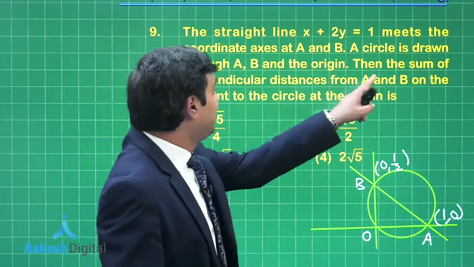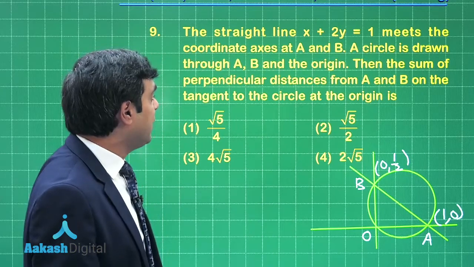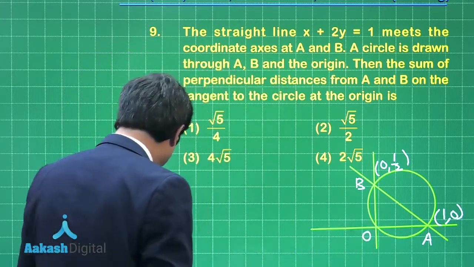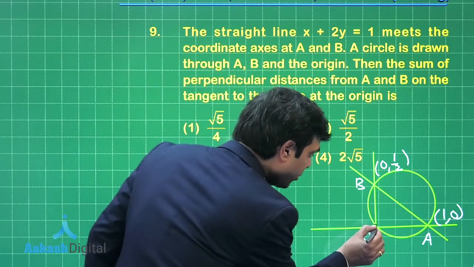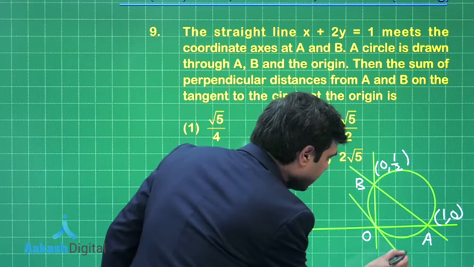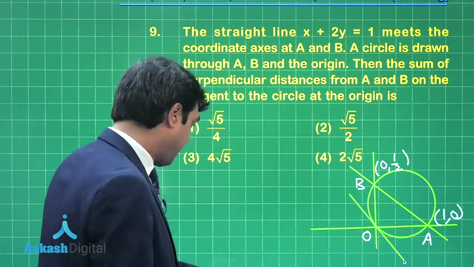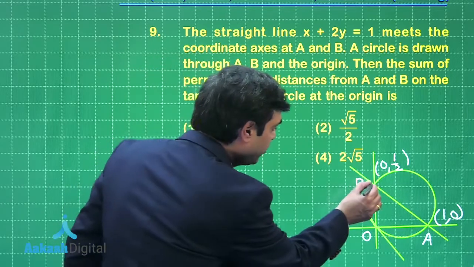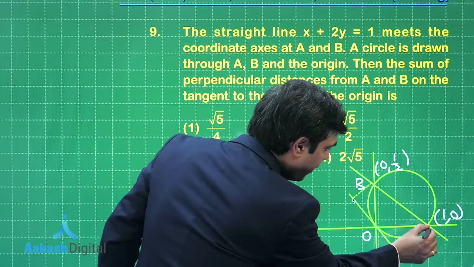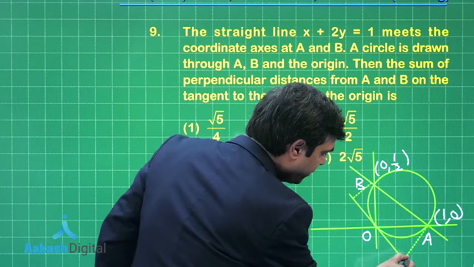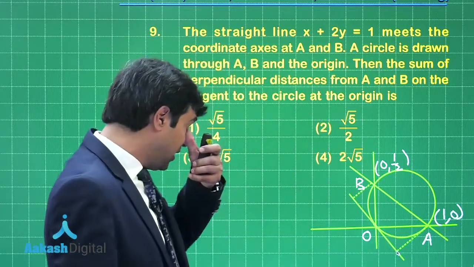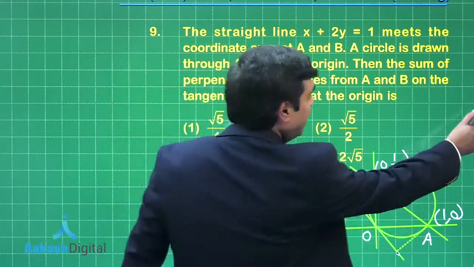Question says then the sum of perpendicular distances from A and B on the tangent to the circle at origin. When you talk about tangent at origin, that means you are talking about this line, correct. You have to draw perpendicular on it, meaning you have to go like this perpendicular here and you have to talk about this perpendicular here, correct. So, the sum of these two lengths you have to talk about. Let us start this question.